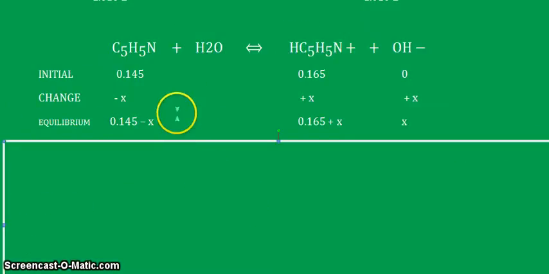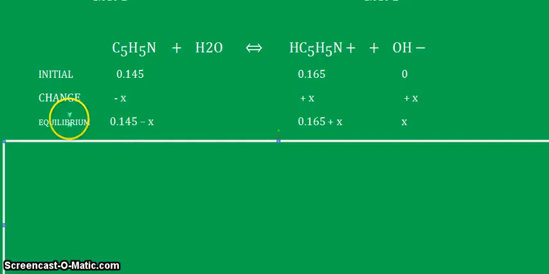Okay, so there is our ICE chart. Remember, I stands for initial, C for change, E for equilibrium. This is again the equation of the species in the buffer solution that will be important at this point. We have calculated the final molarity of the pyridine and its conjugate acid after the addition of the strong base. So we have 0.145 for the pyridine and 0.165 for the conjugate acid. Of course, 0 for the hydroxide because it was used up in the reaction.